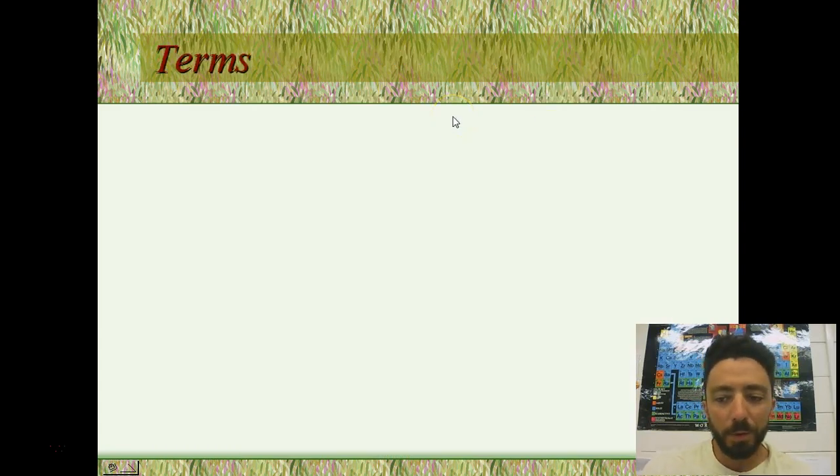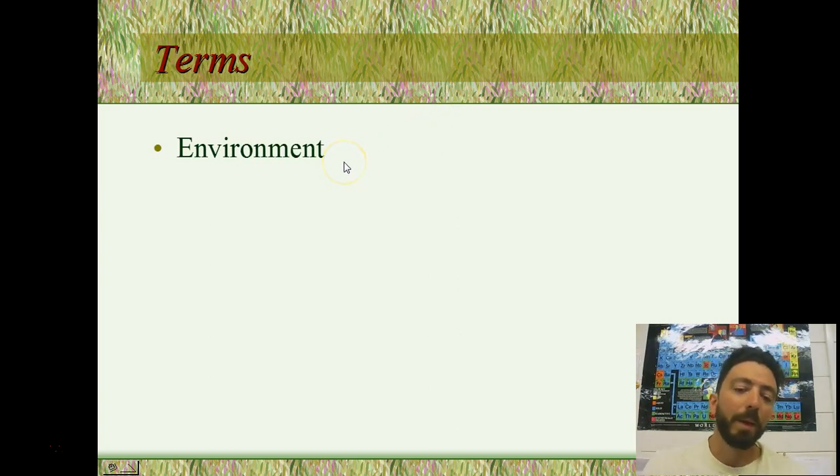Some of the things that you do need to know are these terms, and right off the bat, what is the environment, you may ask? The environment is a combination of things, but for us, we're looking at the biotic and the abiotic factors, and ecology then would be the study of how they interact.